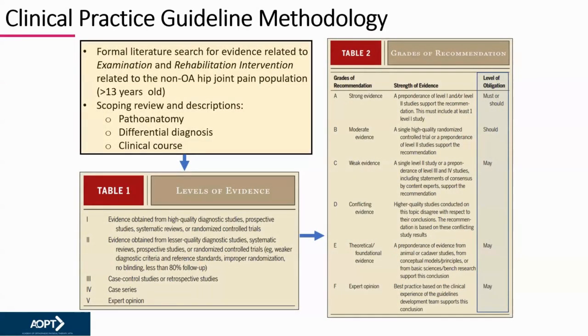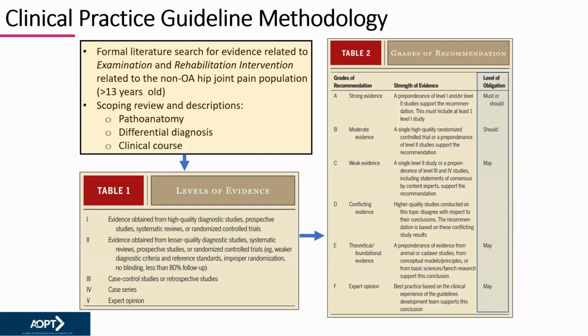Some additional details regarding the methodology that are pertinent to this particular CPG. We performed a formal literature search for evidence related to examination and rehabilitation intervention in individuals 13 years or older who had non-arthritic hip joint pain diagnoses. We also did a scoping review and provided descriptions within the CPG pertinent to pathoanatomy, differential diagnosis, and the clinical course. Levels of evidence were assigned to the formal literature search results that were appropriate.